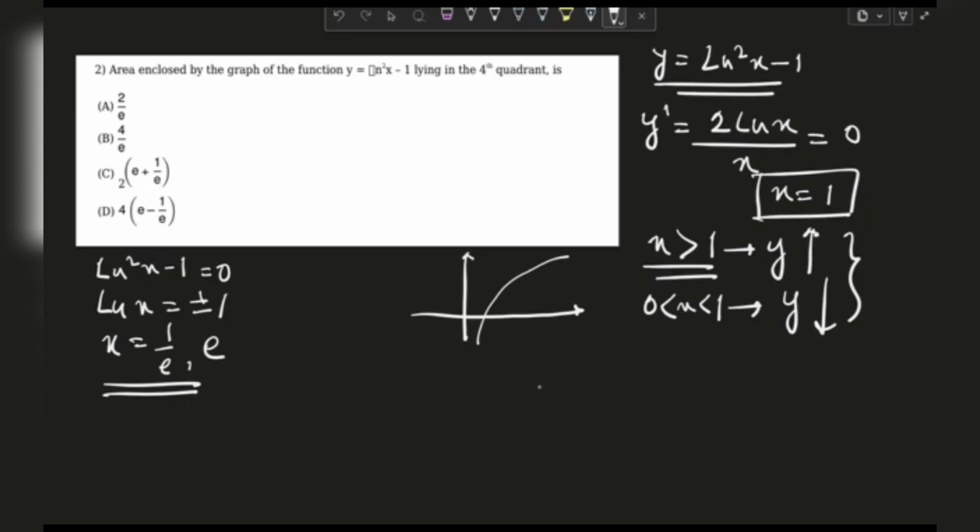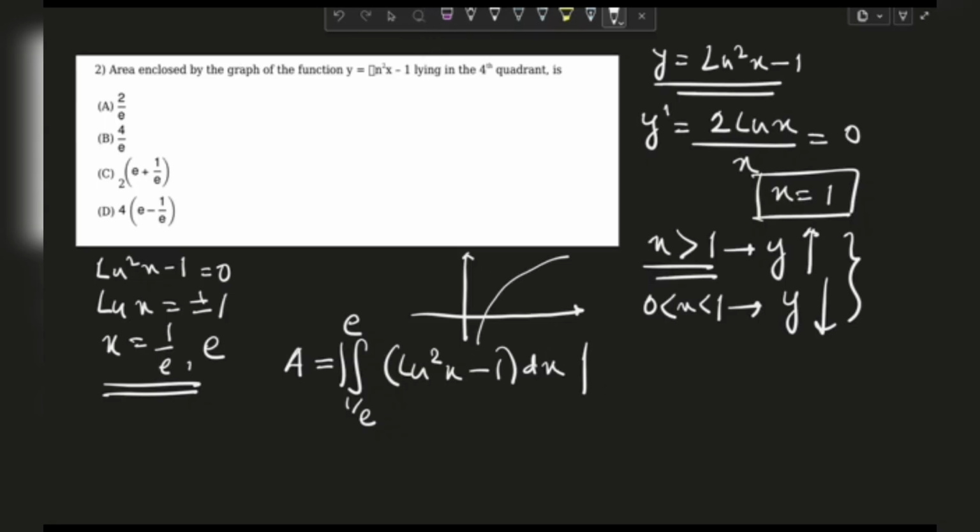And now if we want to find out only the area that is lying inside the fourth quadrant, then the area expression will be something like this. This is A equal to integral from 1 by e to e of |ln²x − 1| dx, and let's also put a mod in any case if something comes out to be negative. Okay, this is your expression.